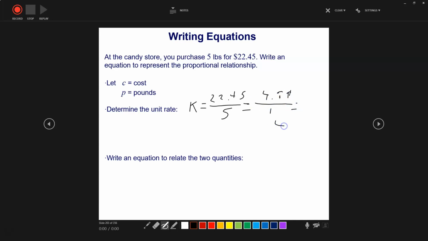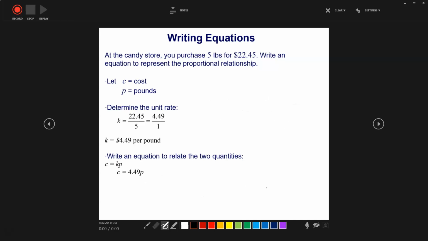Let me write it down here. Maybe it'll be a little clearer. Not really. Okay, so 4.49. All right, that is our unit rate. All right, so for every pound of candy you get, it's going to be $4.49. So how do we write that as an equation? All right, so we know that C, our cost, equals the unit rate times the pounds. So we know what our unit rate is. So our cost is going to be $4.49 times all of those pounds of candy.